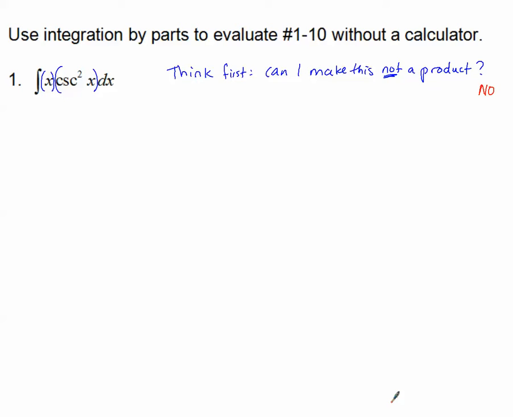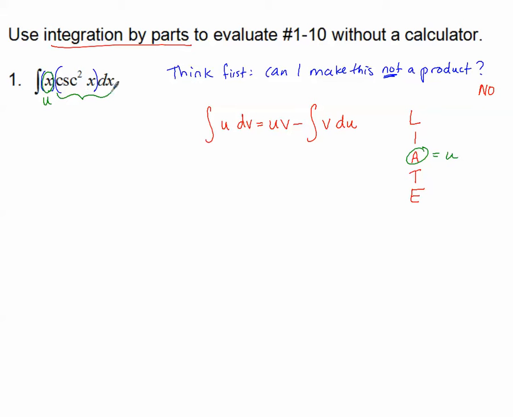First thing I'm going to do every time I think I need to use integration by parts is write the formula. The integral of u times dv equals u times v minus the integral of v du. Now I know you already have this written on your paper, but the more you write it, the better you'll remember it. Now we go through LIATE. LIATE helps us figure out what to choose for the u. Do we have logs? No. Do we have inverse trig functions? No. Do we have an algebraic function? Yes, we do. So u will equal the algebraic function, just x. So this part right here will be u. The rest of what I have, including the dx, will be dv.